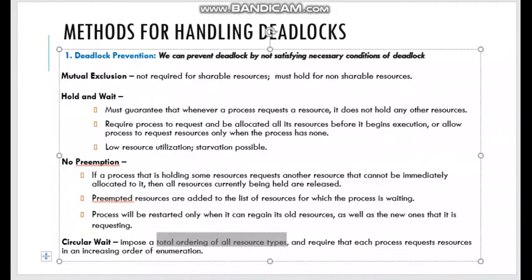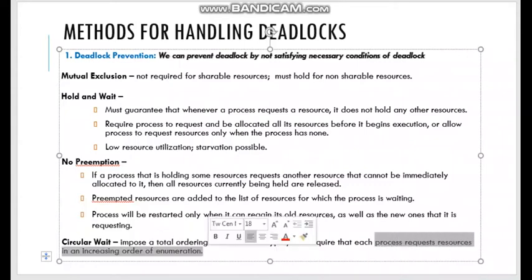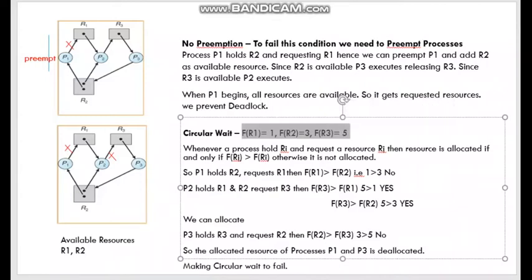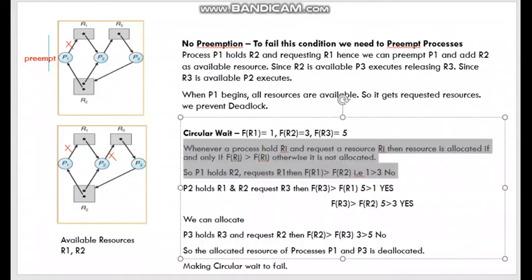So impose total ordering on all the resource types. What do you mean by total ordering? We will give numbers such that whenever a process requests a resource, it should be in increasing order of enumeration. What does that mean? For example, I will give resource 1 as 1, resource 2 as 3, and resource 3 as 5. You can give any number. We are just giving an ordering to these resources. So whenever this is the condition, how should it be allocated?